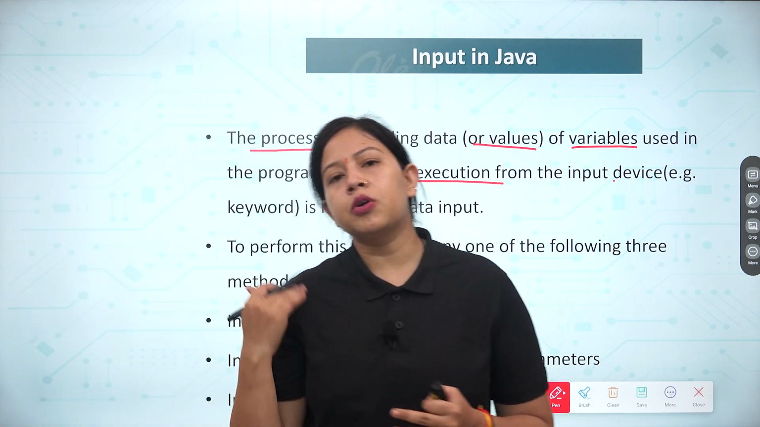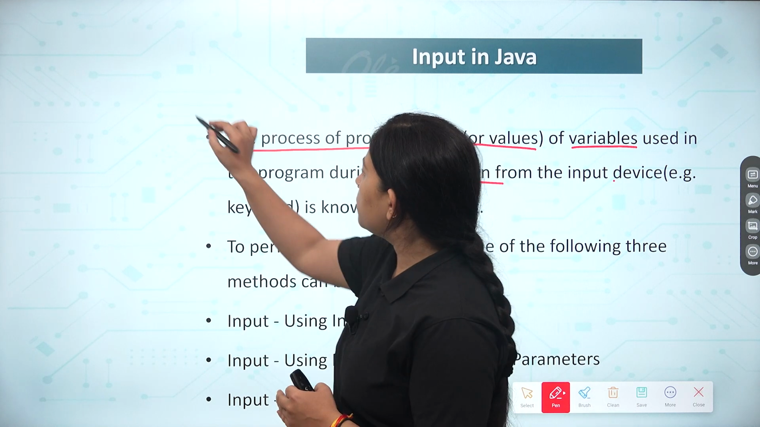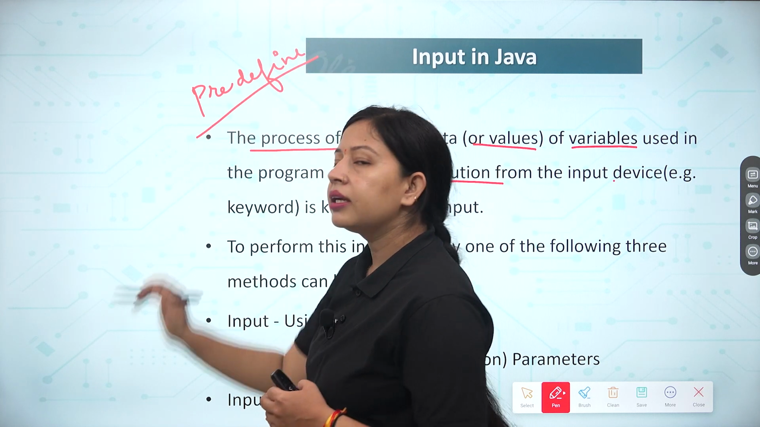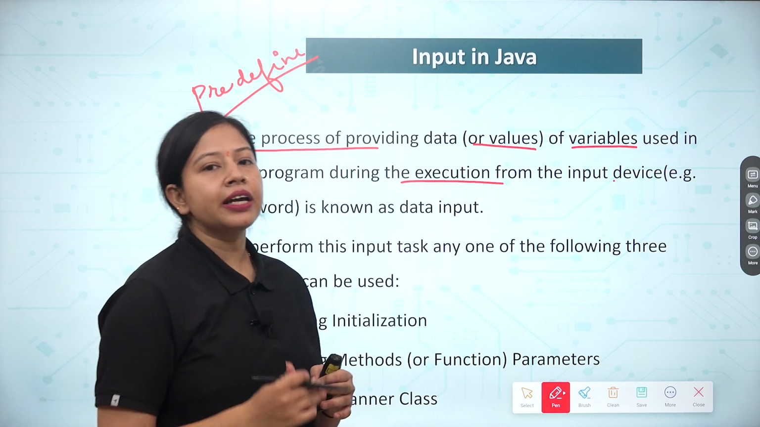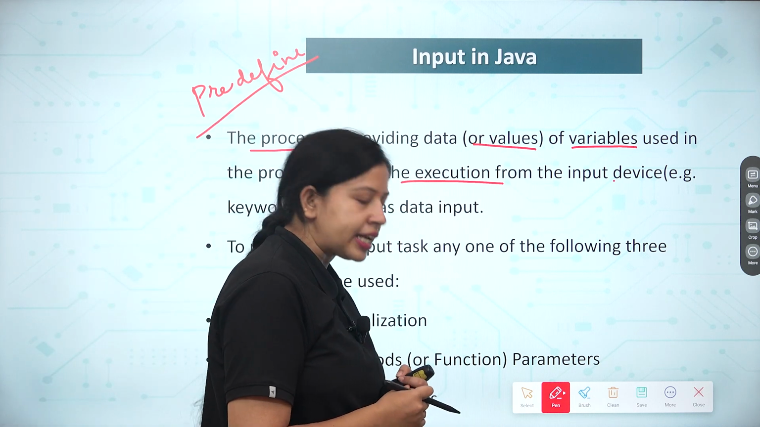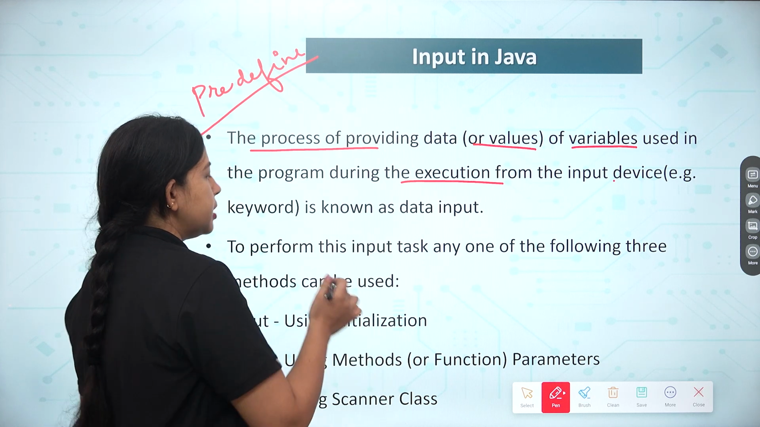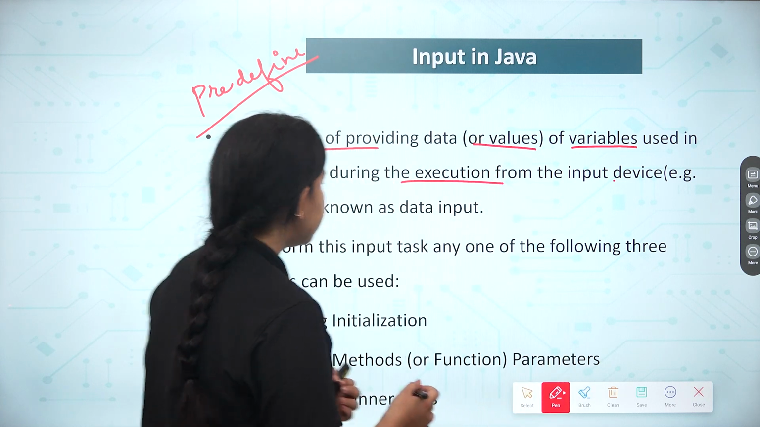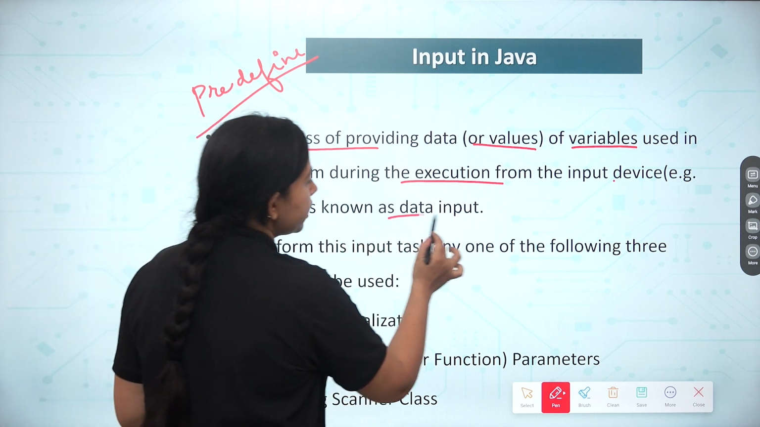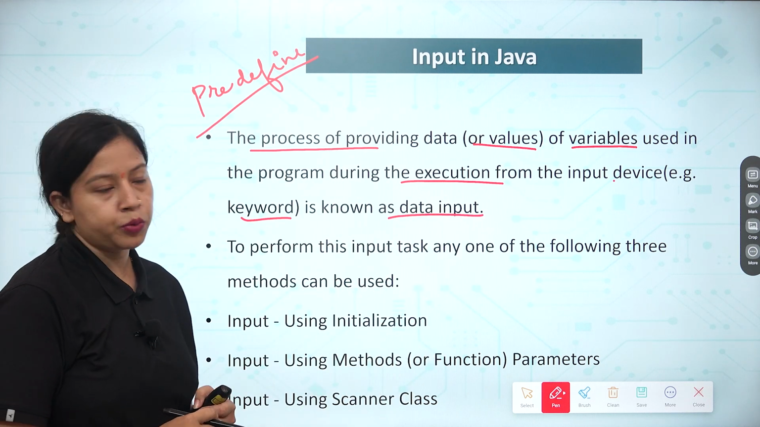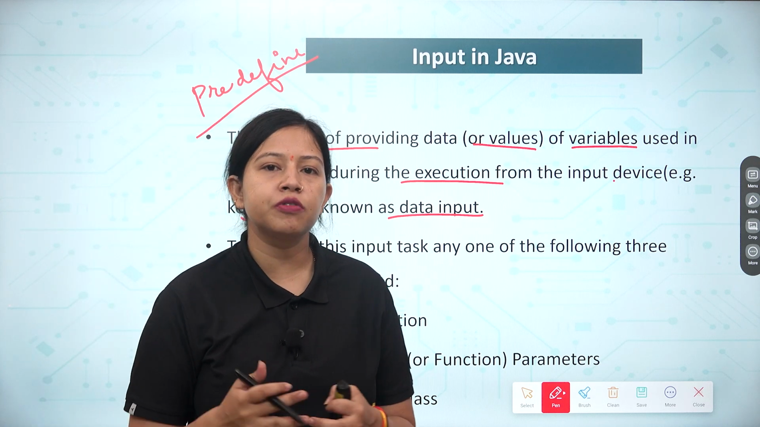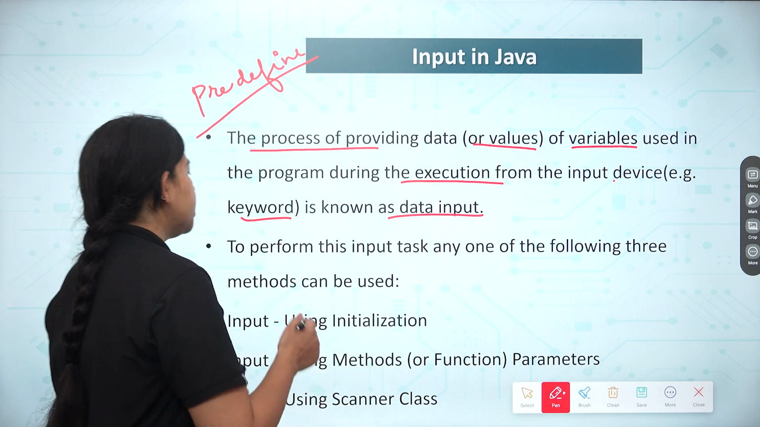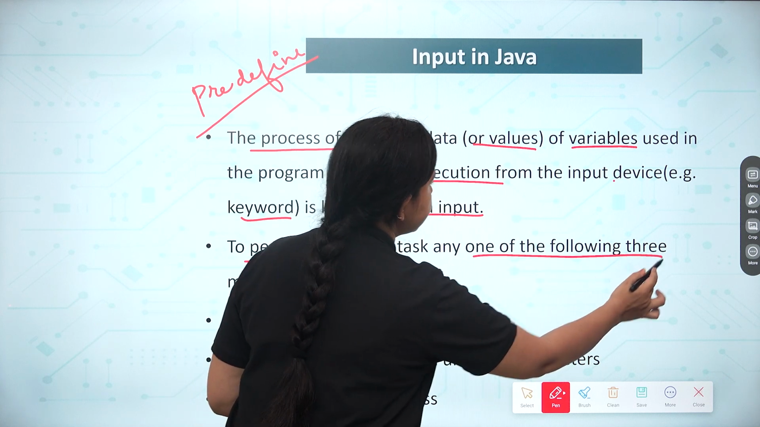Although when we are not aware of taking input from the user, we were using the predefined methods. But in Java, we have a predefined class which helps us to take input from the user. That means the user can simply enter their values with the help of the keyboard. So that is called input in Java or data input. Data input means any kind of information which is required to perform the operation or any kind of logic. To perform this task, we have the following three methods.